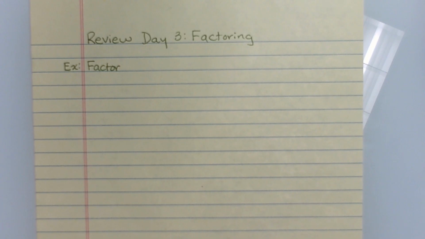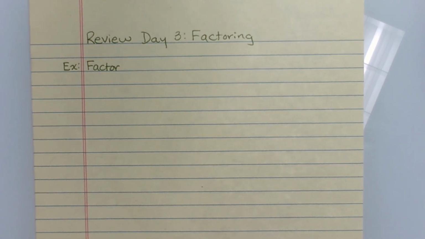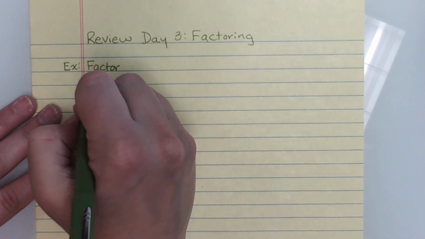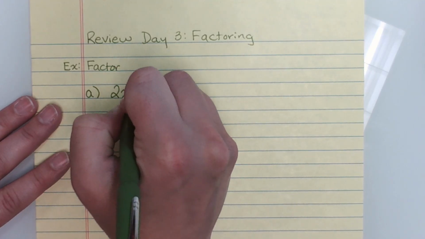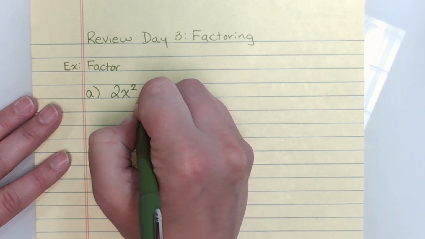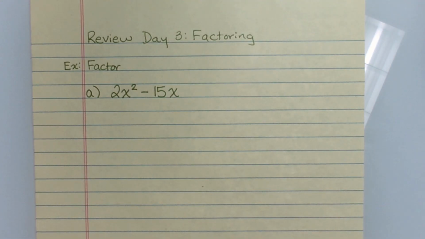Okay, so we are starting factoring today. We're not getting too crazy with our factoring today. There's two types of factoring that we're doing. They're nothing too scary, hopefully. We're going to start with 2x squared minus 15x.